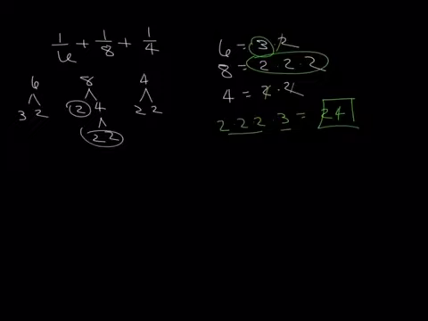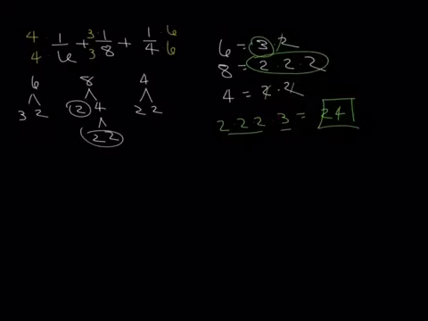Okay, so that means that we have to change each of those numbers. We have to change the 6 to a 24, the 8 to a 24, and the 4 to a 24. So how do we do that? How do we change that 6 to a 24? Well, we multiply it by 4, and we multiply the top by 4. How do we change the 8 to a 24? Multiply it by 3, and then we multiply the top by 3. And the 4 changes to a 24 by multiplying it by 6 and the top by 6.